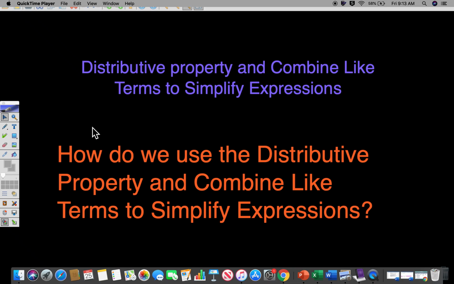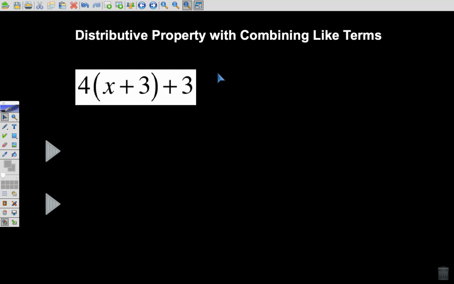All right, we're going to look at the distributive property and combining like terms together to simplify expressions. So we have the expression 4 times a quantity, and that quantity is x plus 3, plus 3. Anytime you see anything in parentheses, we say the word quantity. So 4 times a quantity plus 3.